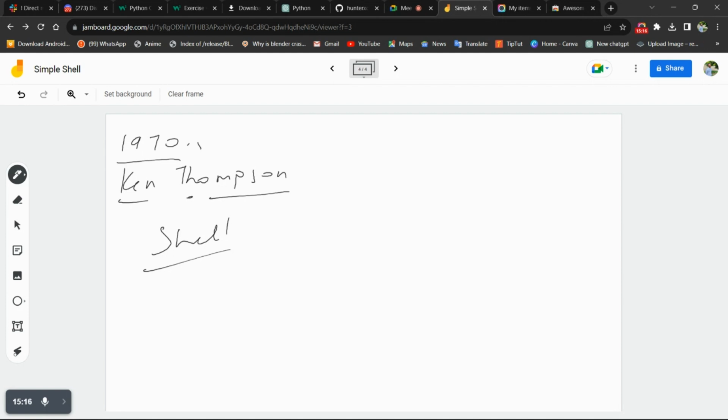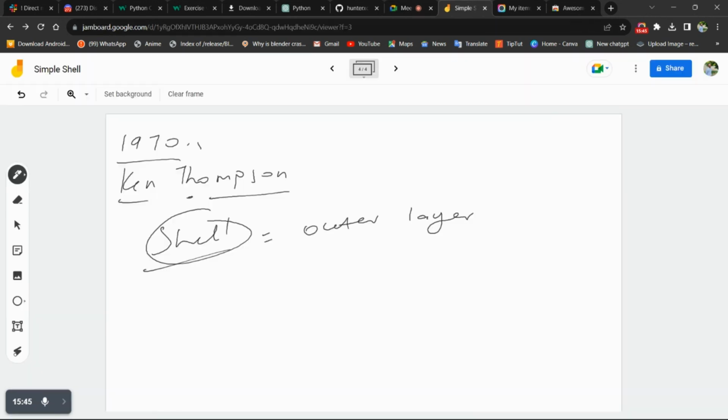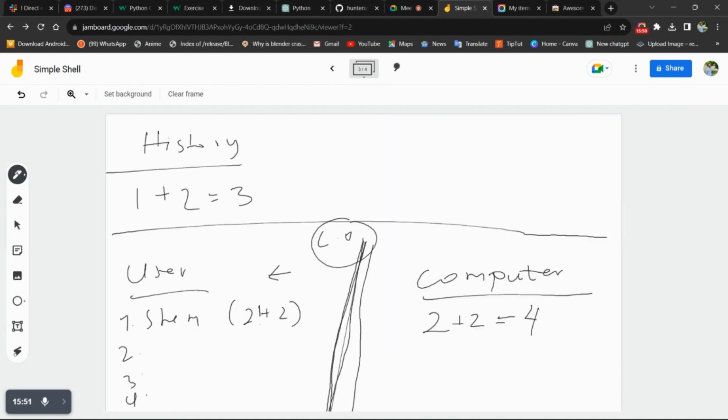So why the name shell? It was called shell because we all know what a shell is. A shell is the outer layer. It can be the shell of a seed, anything. So it was an analogy that this shell is going to become a bridge between you and the computer or the operating system.